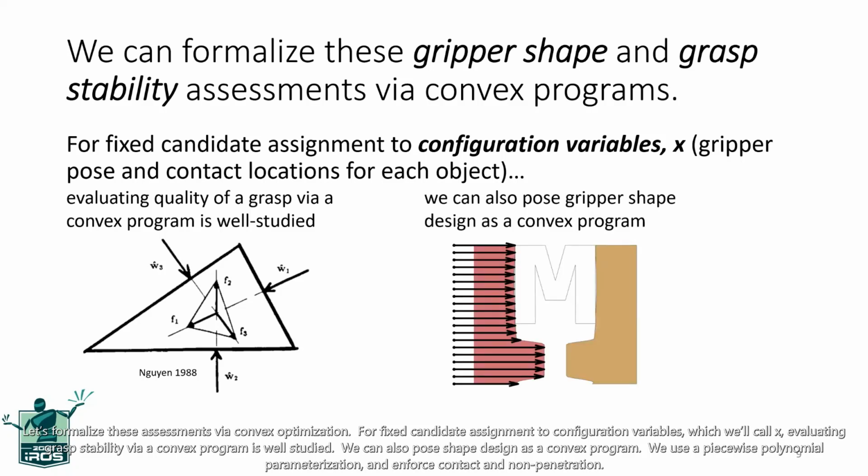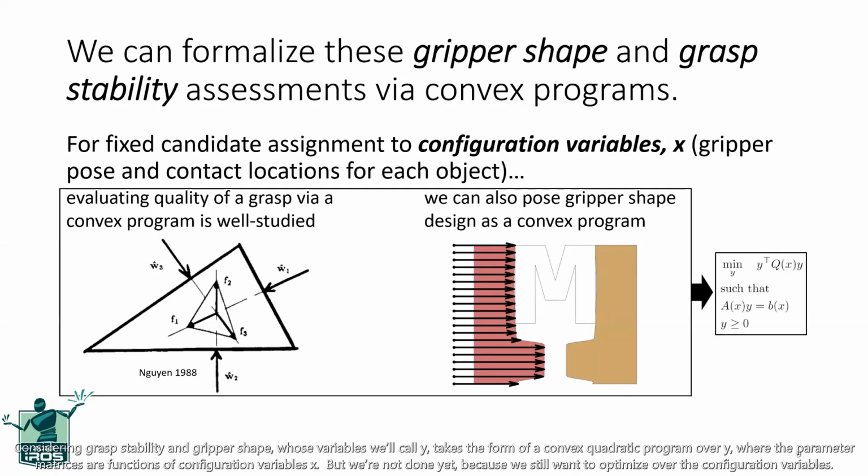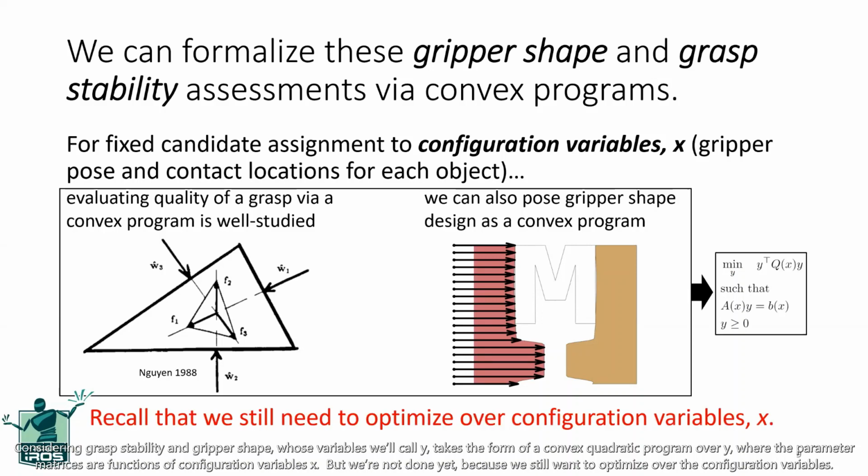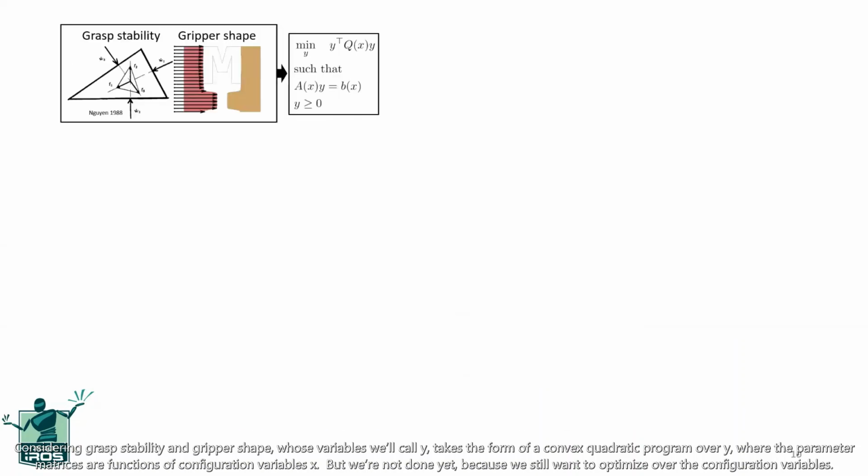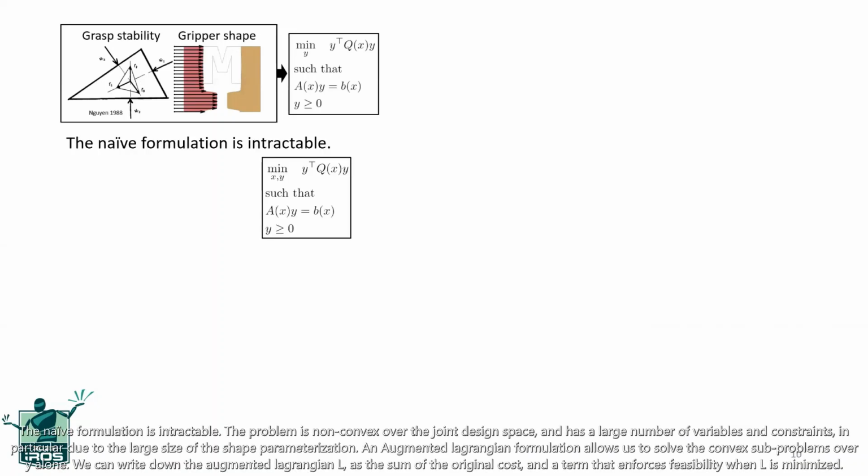We use a piecewise polynomial parameterization and enforce contact and non-penetration. Considering grasp stability and gripper shape, whose variables we'll call Y, takes the form of a convex quadratic program over Y, where the parameter matrices are functions of the configuration variables X. But we're not done yet because we still want to optimize over the configuration variables. The naive formulation is intractable. The problem is non-convex over the joint design space and has a large number of variables and constraints, in particular due to the large size of the shape parameterization.